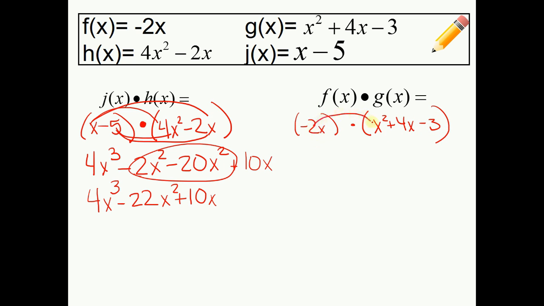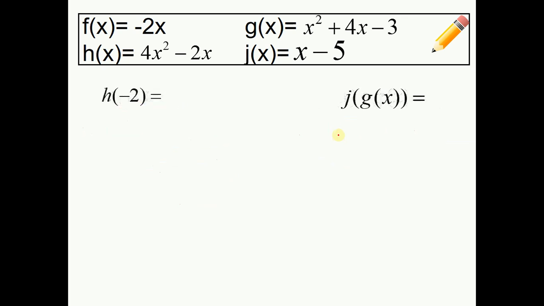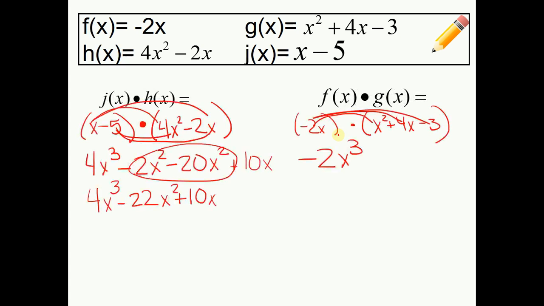Well, looks like this guy just needs to be distributed in, just multiplied in. So negative 2x times x squared, that would be negative 2x cubed, right? Because negative 2 times 1 would be negative 2. And then x times x squared, all you do is add the exponents if you're multiplying like bases, exponent rules.